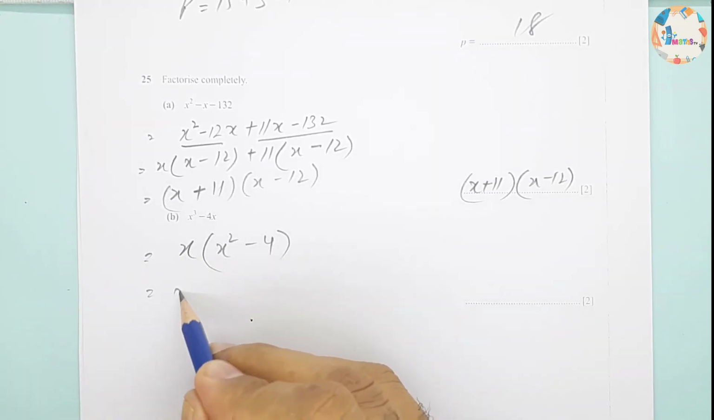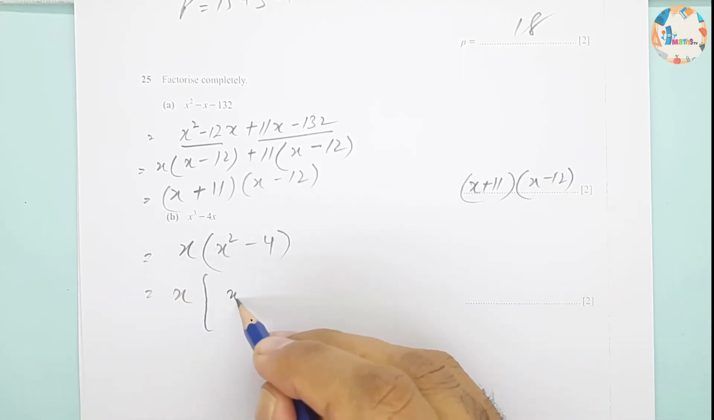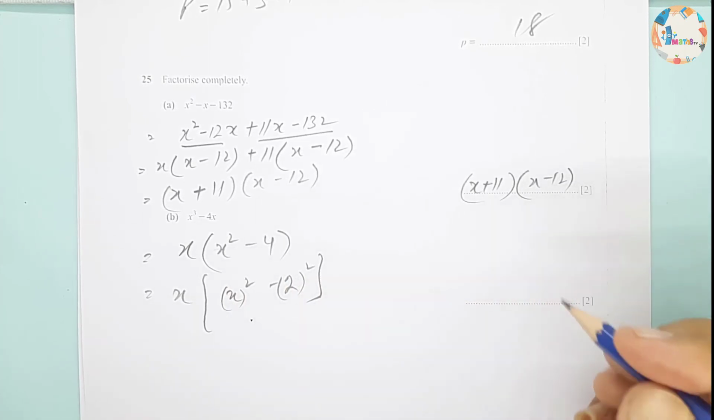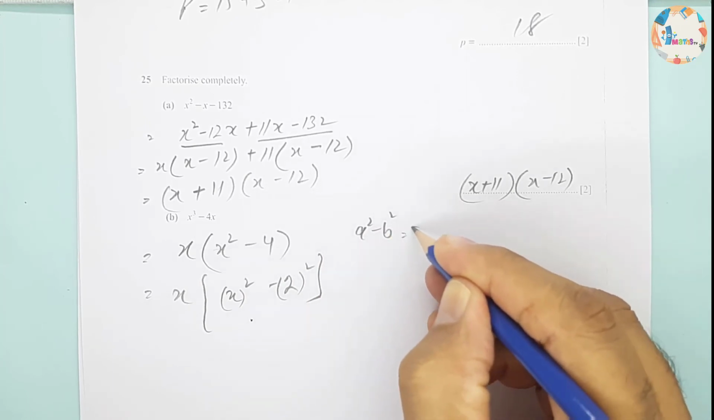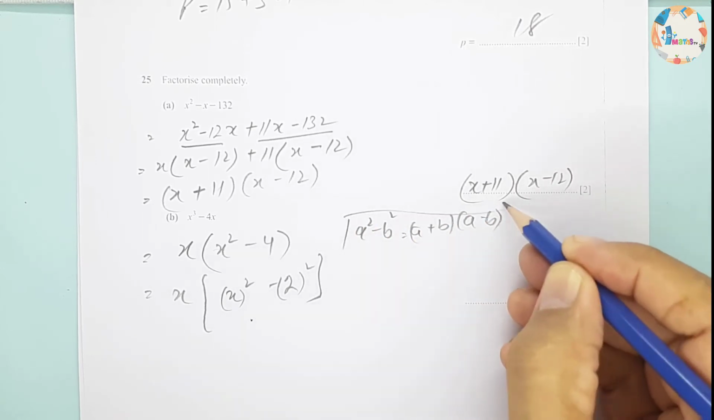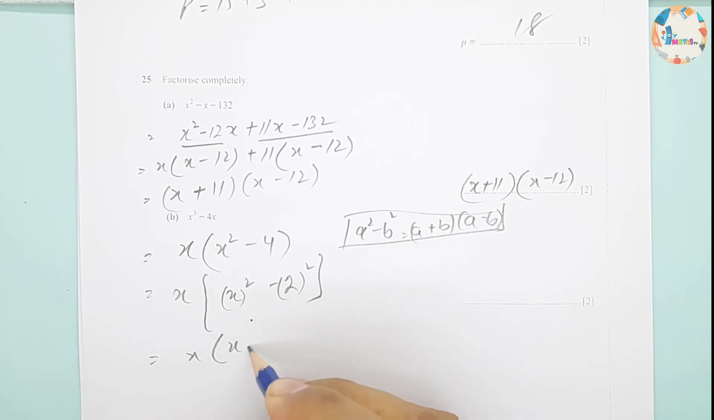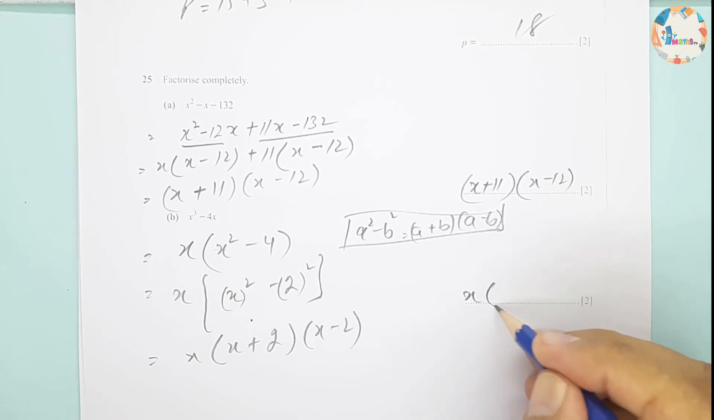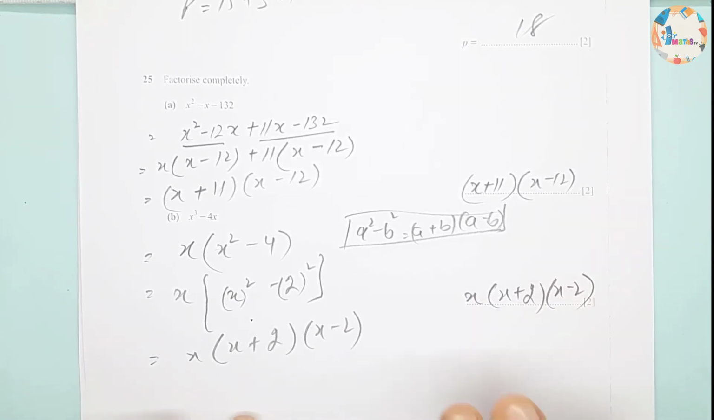And further we can do one thing, we can write this one as x square minus 2 square. So the formula will be a square minus b square will be equal to a plus b into a minus b. So this formula we will be applying over here, and we will get x into x plus 2 and x minus 2. So our answer will be x into x plus 2 into x minus 2. This will be our answer.